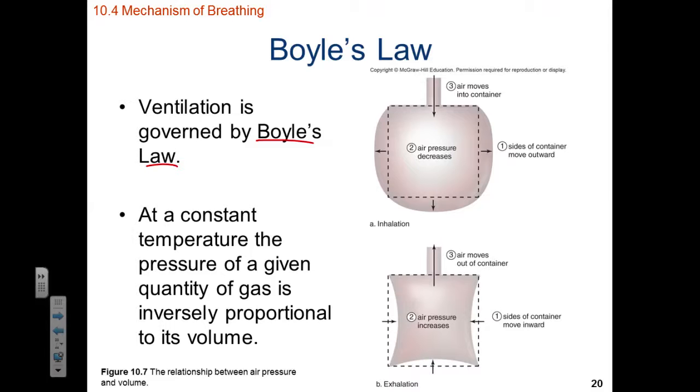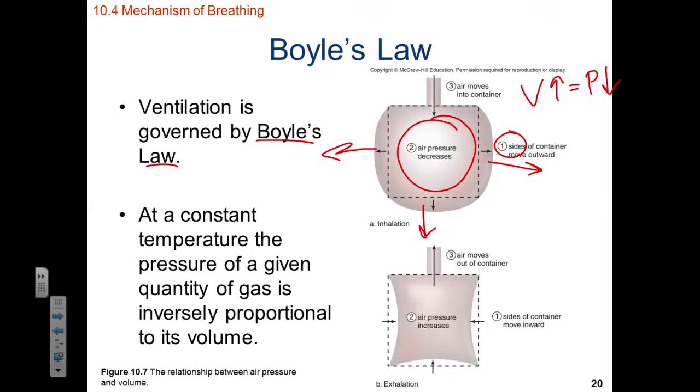So, here in this first part, we can see that the sides of this bag are being pulled out. The volume is increasing. And when the volume is going up, the pressure will go down. It is an inverse relationship. And because we have an area of low pressure in here, air moves in. Air is always going to flow from an area of high pressure to low pressure. I'll even write that on the screen.